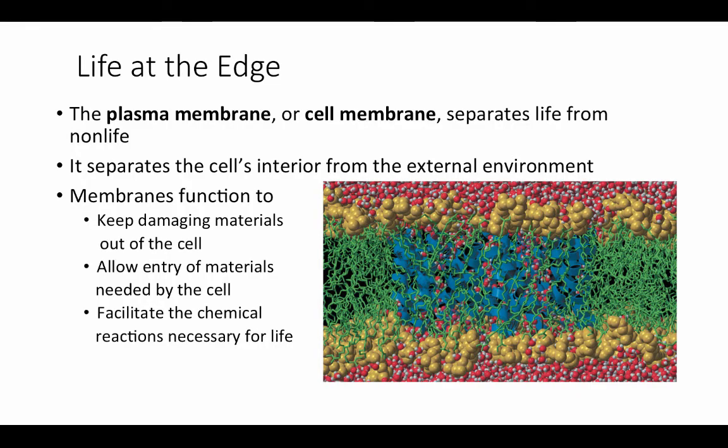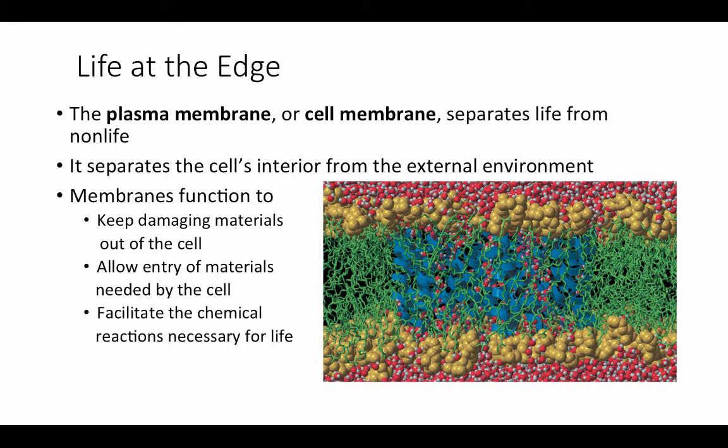So to review, the plasma membrane or cell membrane separates life from non-life. This is the boundary of that smallest unit of what can be considered alive. And it separates the cell's interior from the external environment, again, as we've said over and over, giving it the ability to maintain conditions within the cell within the narrow range necessary for its life processes.